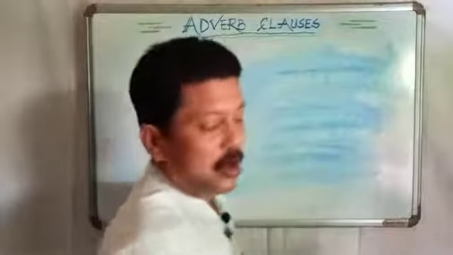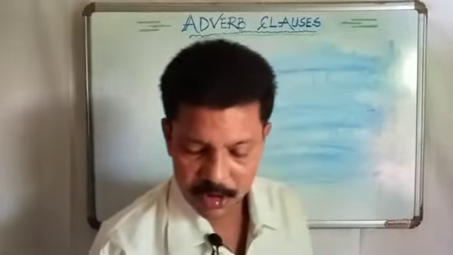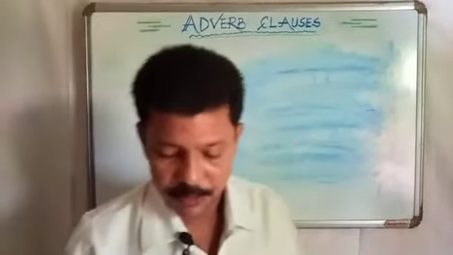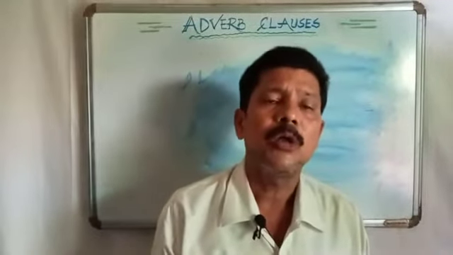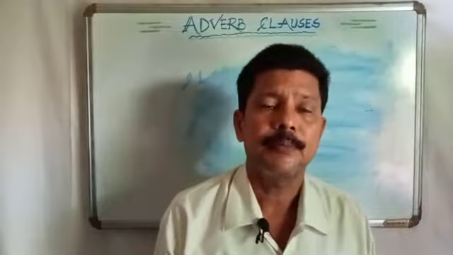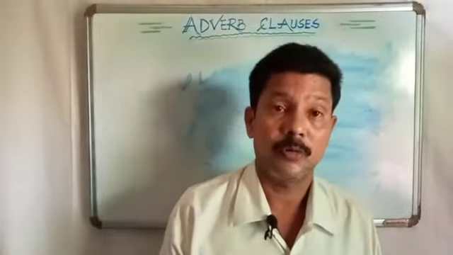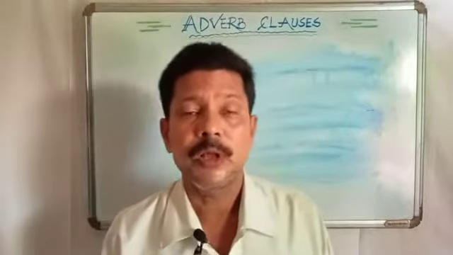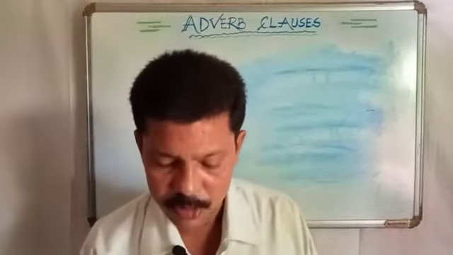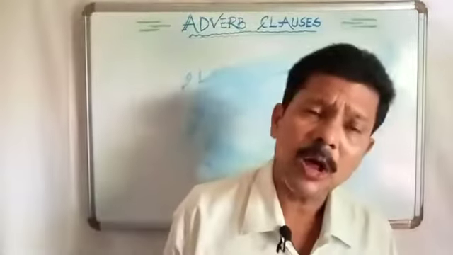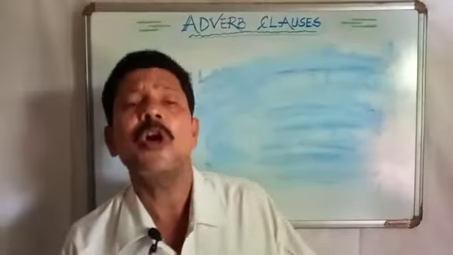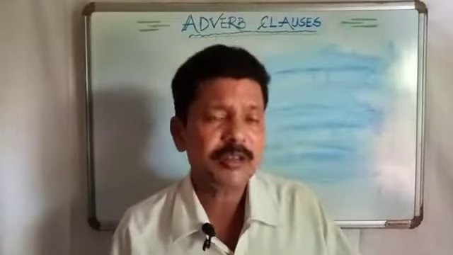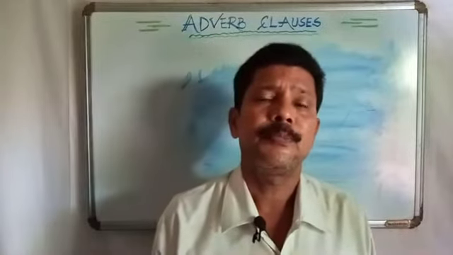So, in my previous class, I have told about the classification of subordinate clauses. These subordinate clauses are called adverb clauses when doing the work of an adverb. A subordinate clause is used as an adverb clause. Subordinate clauses whose function works like an adverb are called adverb clauses.